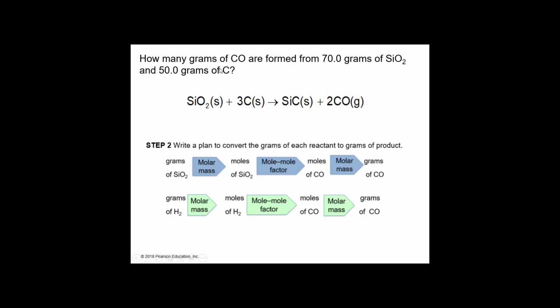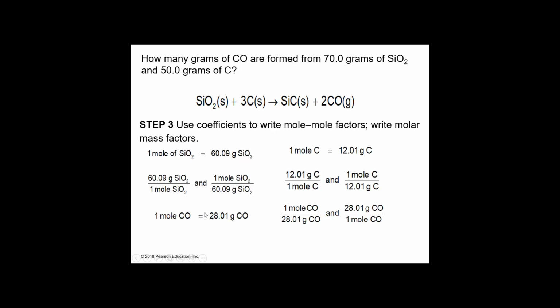So we're going to do stepping stones again. We have grams of SiO2, the molar mass, because we need to get to the moles. Then we can do the mole to mole ratio, get to the moles of CO, which is what's being asked of this problem, and then the molar mass, and it'll get us to grams. Same thing with the carbon. We're going to go through the same way.